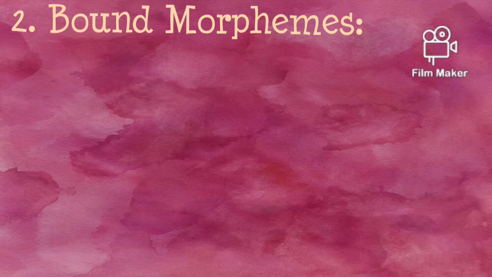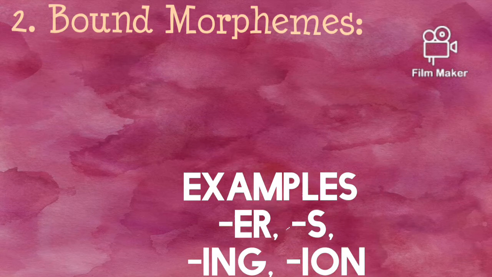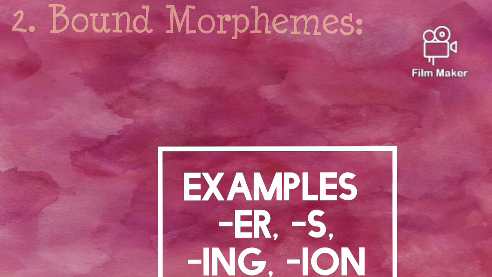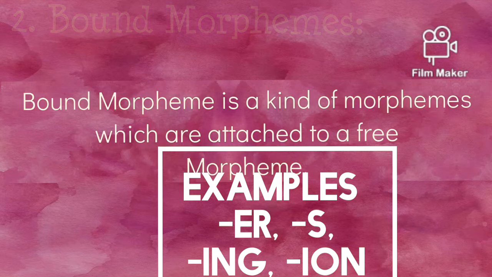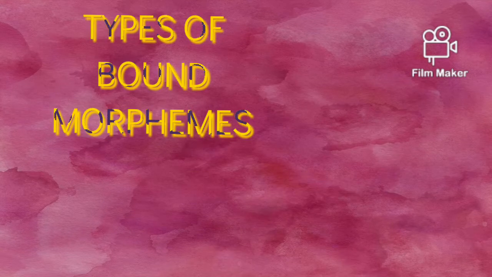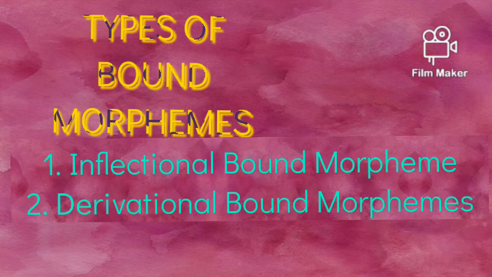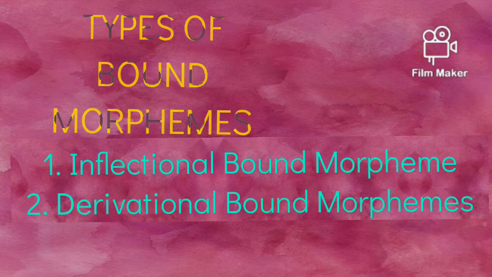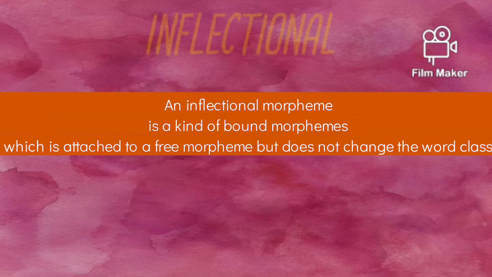Let's look at the second type of morphemes that we've said earlier, which is the bound morpheme. It is a kind of morpheme which is attached to a free morpheme. So we are saying that these morphemes must be attached to free morphemes before they can make sense. Types of these bound morphemes are inflectional bound morphemes and derivational bound morphemes.